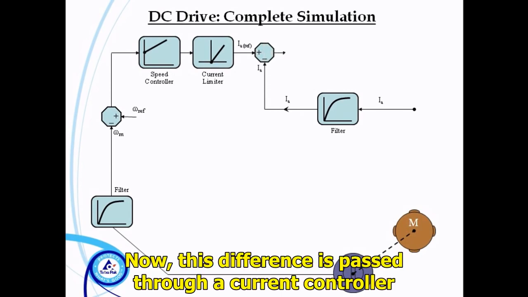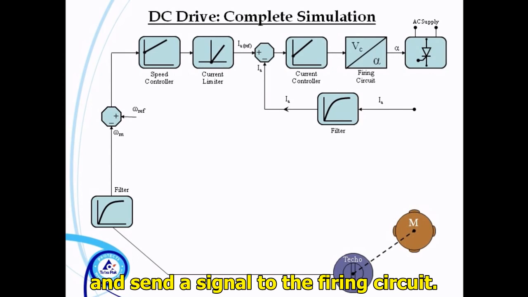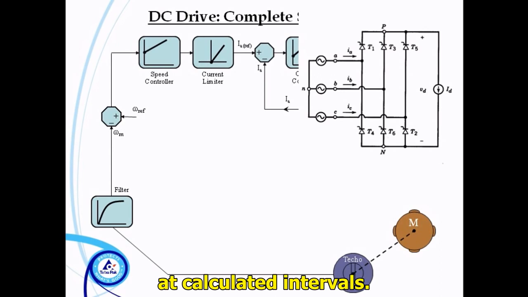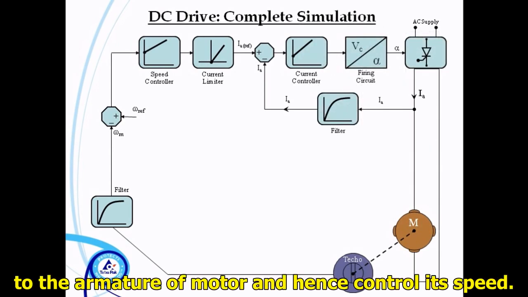Now, this difference is passed through a current controller, which specifies the firing angle according to the difference and sends a signal to the firing circuit. From here, pulses are applied to the controlled rectifiers at calculated intervals. In this way, we control the amount of power applied to the armature of motor, and hence control its speed.